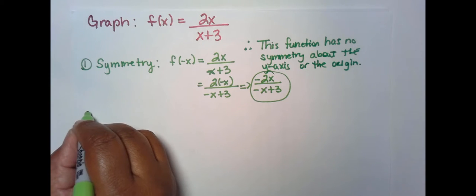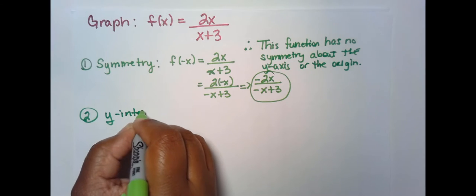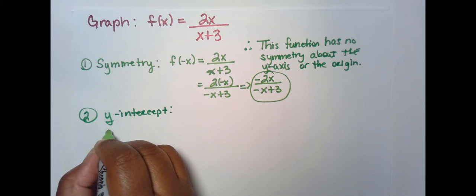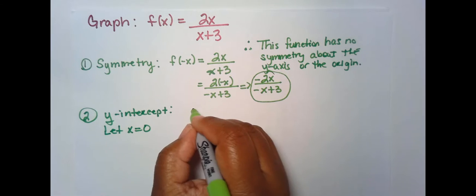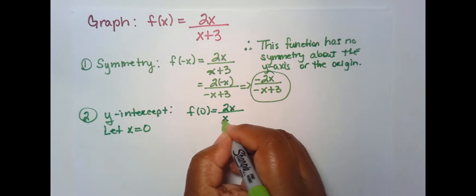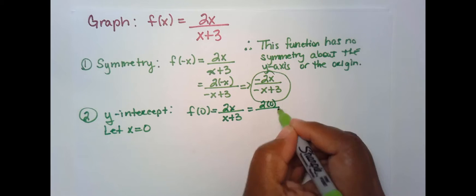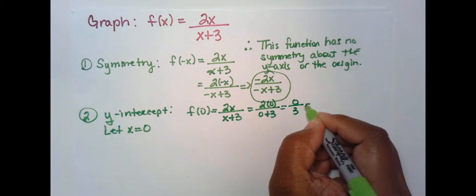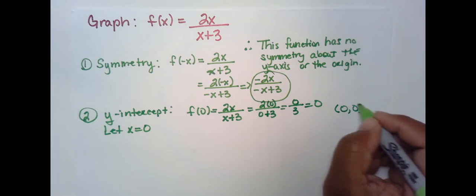All right, so number 2, we want to determine if this function has a y-intercept. And remember, to find the y-intercept, we let x equal 0. So f of 0 equals 2x over x plus 3. We're going to plug in 0 for x, in the numerator and denominator. We have 0 over 3, which is 0. So the y-intercept is (0, 0).